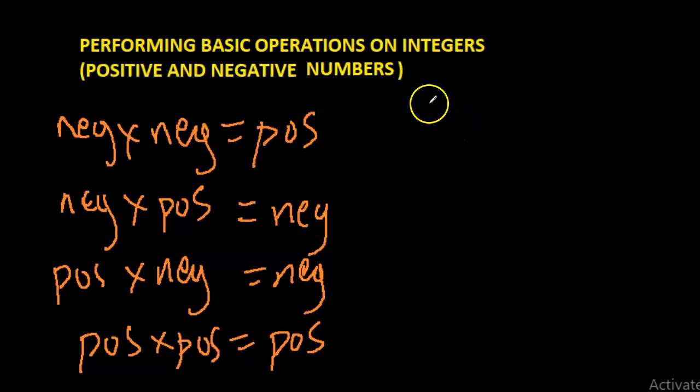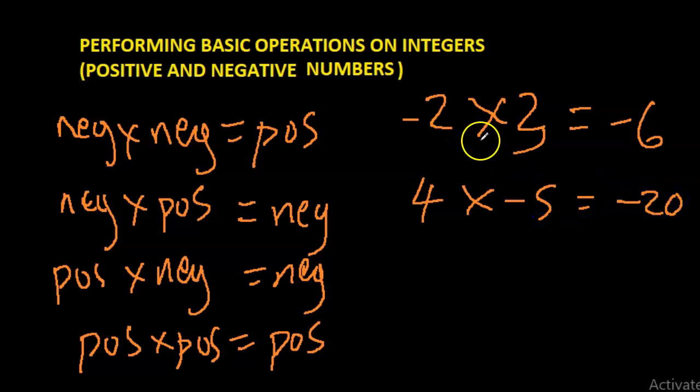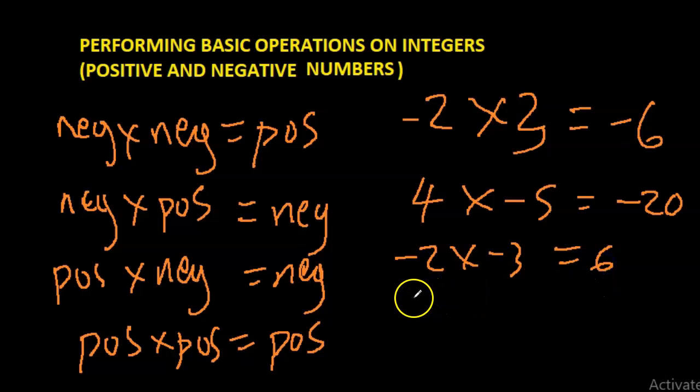So for example, if I ask what is 2 times 3, negative 2 times 3, it's a negative, right? Because the signs are different. If I ask what is 4 times negative 5, of course the result is negative once the signs are different, alright? But if their signs are the same, like negative 2 times negative 3, that's positive 6. Or negative 4 times negative 5, that's positive 20.